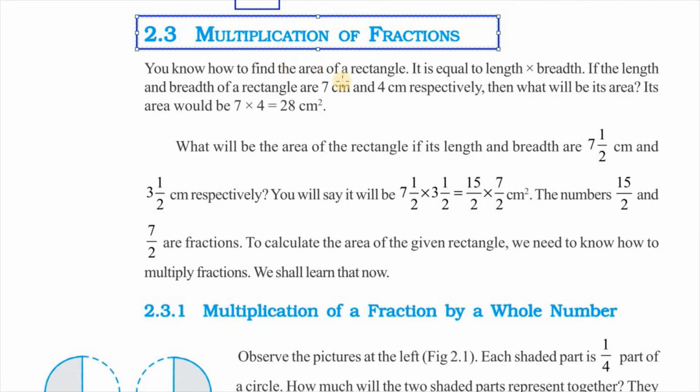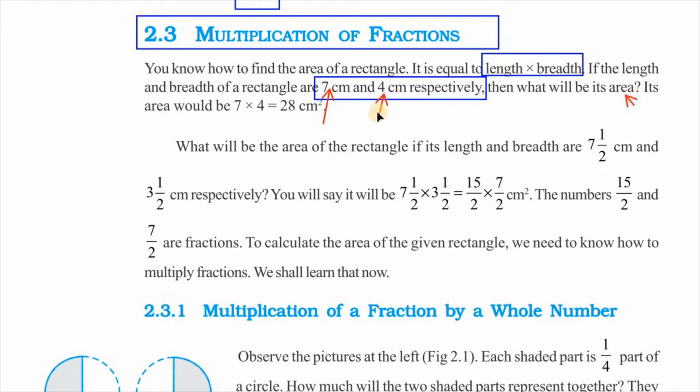You know how to find the area of a rectangle. It is equal to length into breadth. If the length and breadth of a rectangle are 7 centimeters and 4 centimeters respectively, then what will be its area? So you have a rectangle with its length equal to 7 centimeters and its breadth equal to 4 centimeters. Given this, what will be the area?